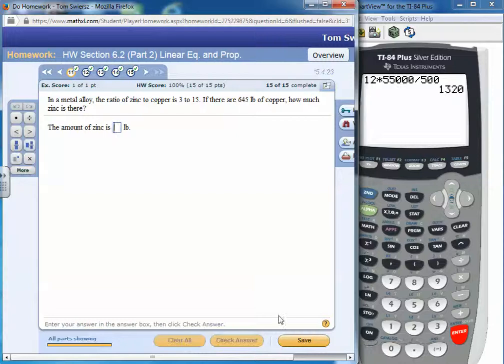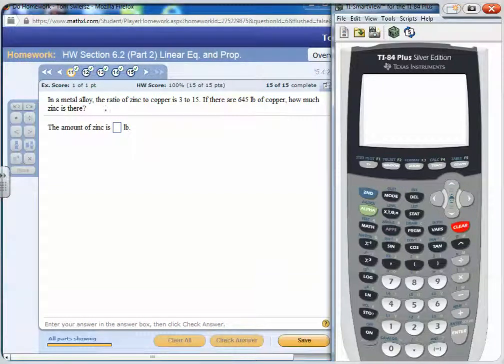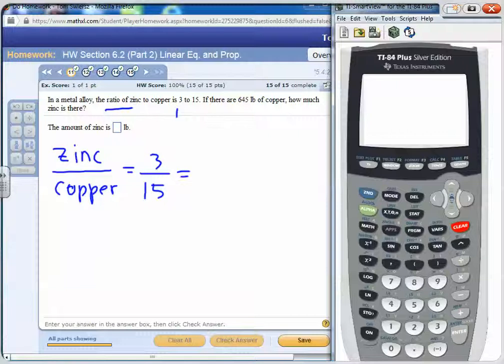Homework exercise number 11. In a metal alloy, the ratio of zinc to copper is 3 to 15. If there are 645 pounds of copper, how much zinc is there? Again, it's a ratio, right? So we can set up a proportion. We can let zinc be in the numerator and copper in the denominator. 3 parts zinc to 15 parts copper.